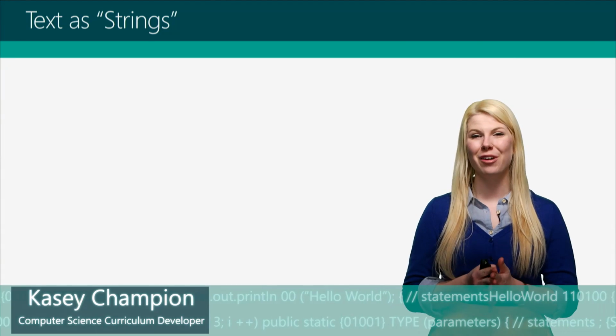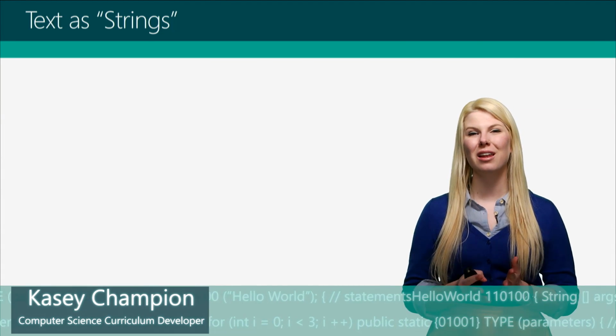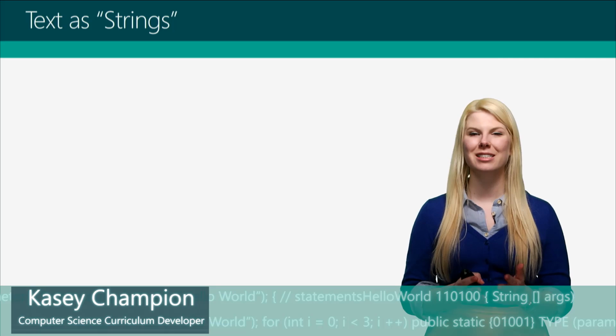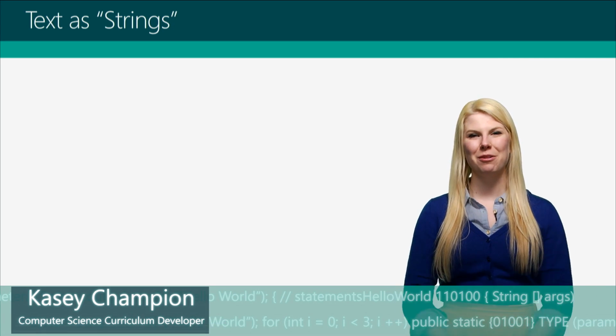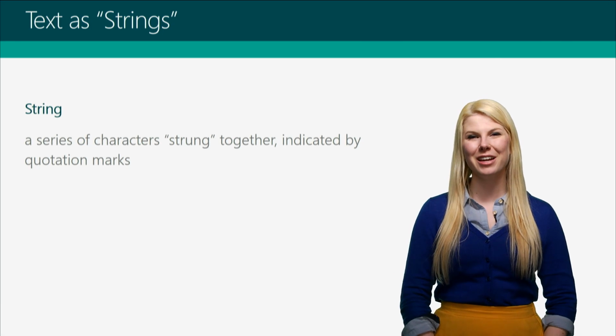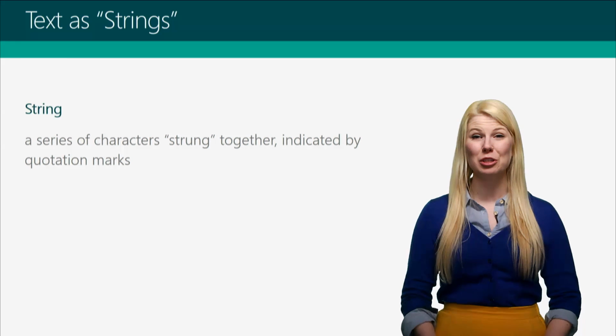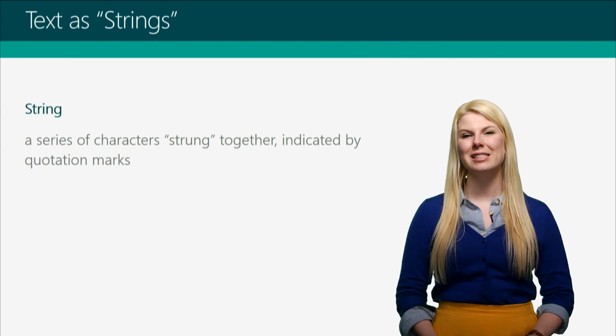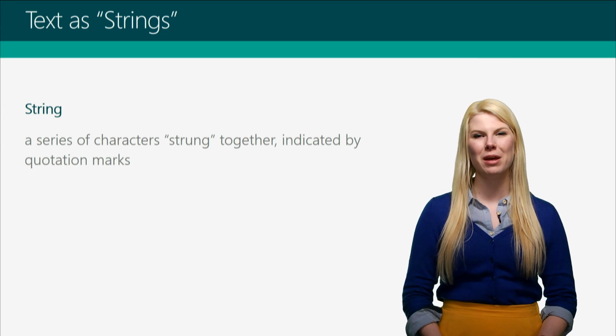One of the things that's very important in Java is how you classify data. That's because Java is strictly typed. The first type of data we're going to learn about are strings. A string is a series of characters strung together, and the series is indicated by a set of two quotation marks, an open and a close.